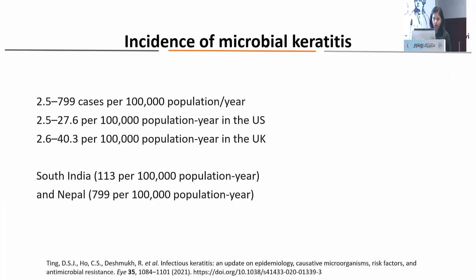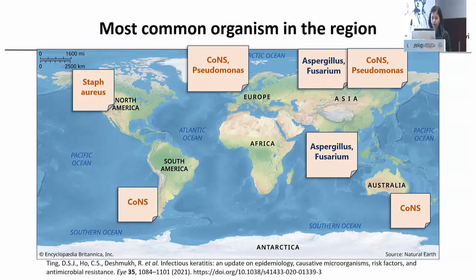Showing the incidence of microbial keratitis in the world, it is 2.5 to 799 cases per 1 lakh population per year, out of which in the UK it is 2.6 to 40.3 and in the US it is 20 till 27.6, but it is very high in South India and Nepal, where the incidence is 113 in South India per 1 lakh population per year, and in Nepal it is 799.